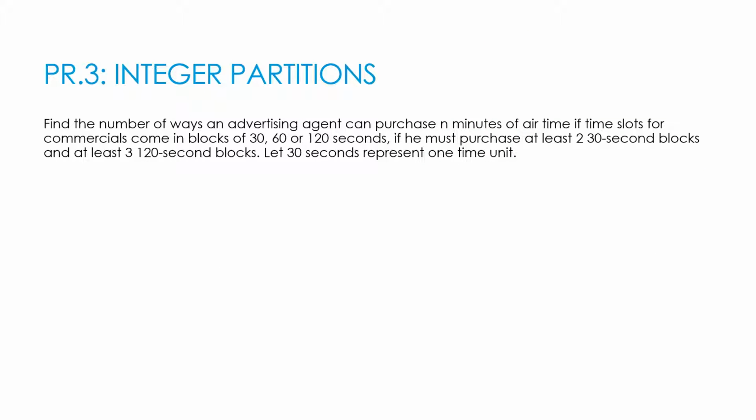Here is your last practice, tied very closely to practice 2 that we did already. The only thing I've changed now is I've given you some restrictions. He must purchase at least 2 30-second blocks and at least 3 120-second blocks. Everything else remains the same. So see if you can incorporate what we just talked about with the further restrictions into this question. When you're ready, press play to see how you did.